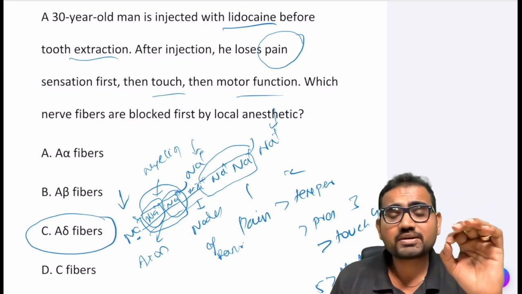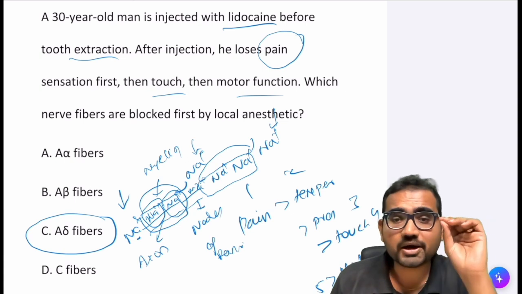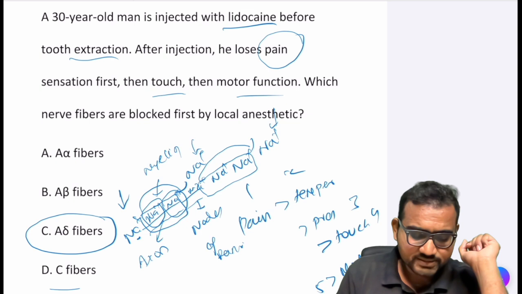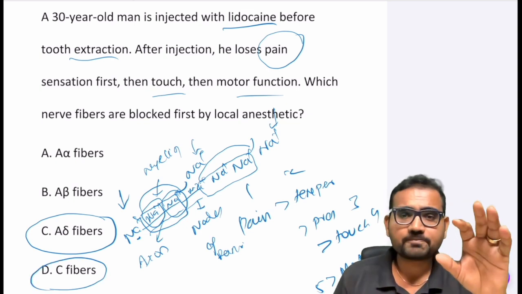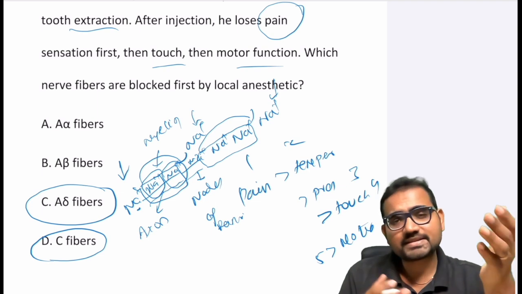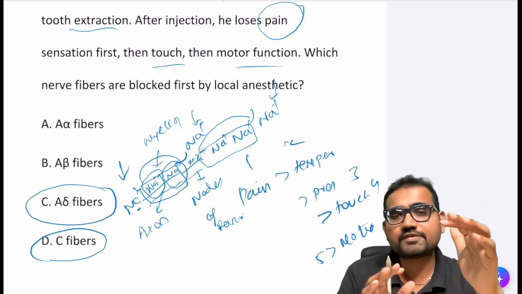They get blocked. They are the ones responsible for sharp pain. Lidocaine first blocks the A delta fibers. C fibers, of course, are small, but they are unmyelinated, so they carry dull pain. Next to A delta fibers, the C fibers are blocked.